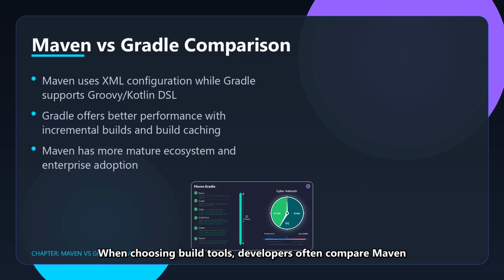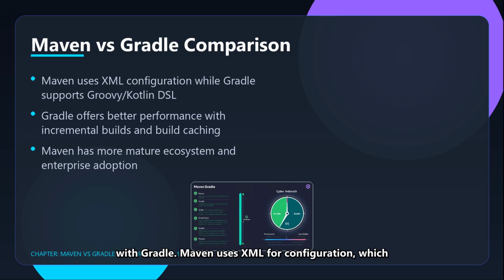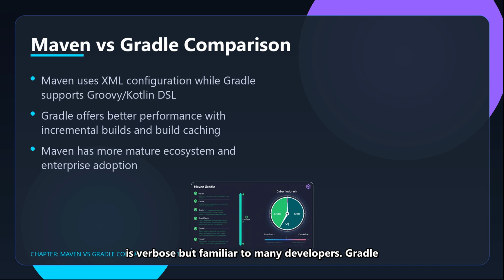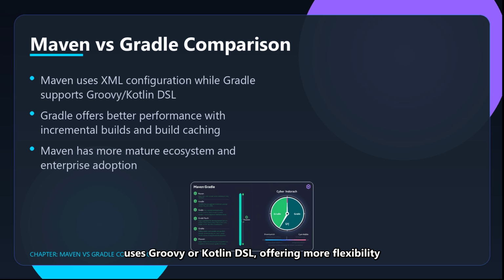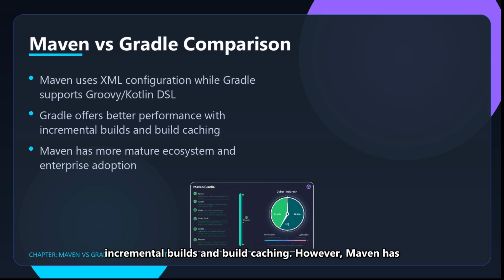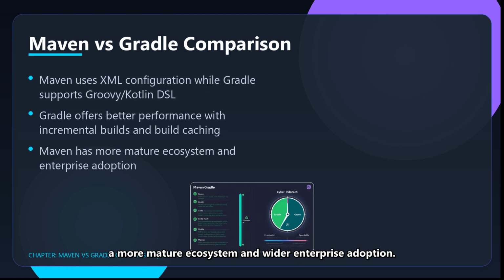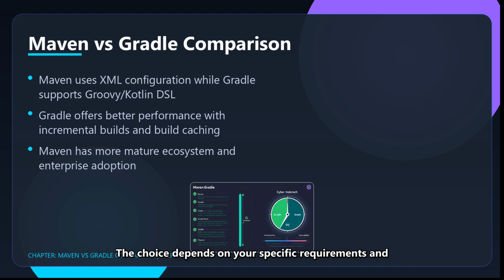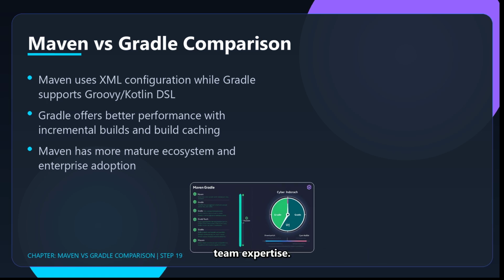When choosing build tools, developers often compare Maven with Gradle. Maven uses XML for configuration, which is verbose but familiar to many developers. Gradle uses Groovy or Kotlin DSL, offering more flexibility and conciseness. Gradle typically provides better performance with incremental builds and build caching. However, Maven has a more mature ecosystem and wider enterprise adoption. The choice depends on your specific requirements and team expertise.